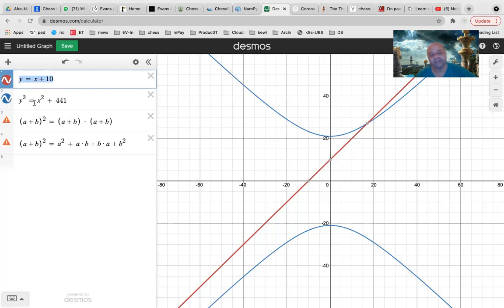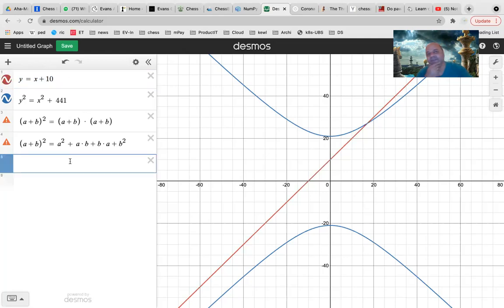So x square plus 20x plus 100 is equal to x square plus 440. Then you remove x square from both sides, you get 20x plus 100 is equal to 441. You remove 100 also from both sides, so 20x is equal to 340. So then you get it. So if you get here another equation.